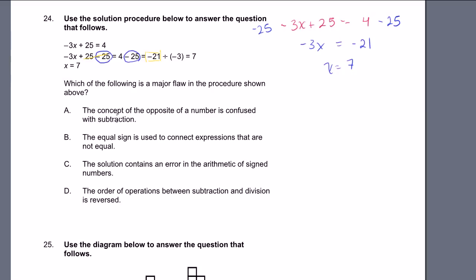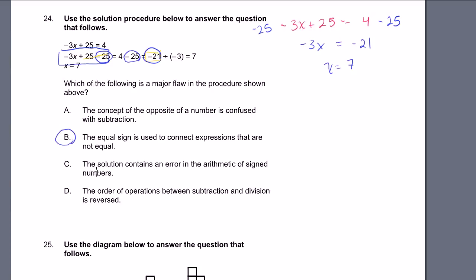So let's see what the choices are. The concept of the opposite number is confused with subtraction. No, not really. The equal sign is used to connect expressions that are not equal. That sounds about right, because this expression, that expression, and this are equal. We got minus 3x plus 25 minus 25, which is just minus 3x. That does indeed equal 4 minus 25 or minus 21. But that does not equal minus 21 divided by minus 3. So this looks like my answer.